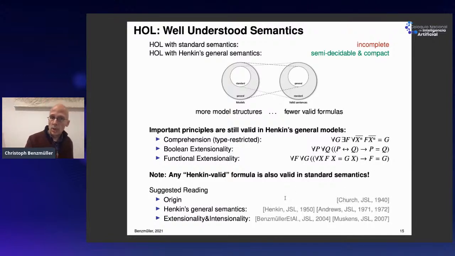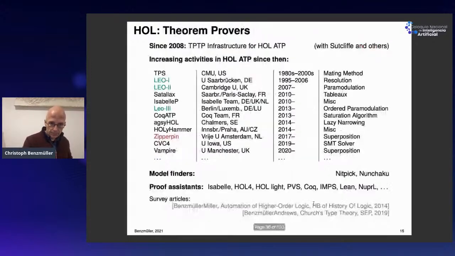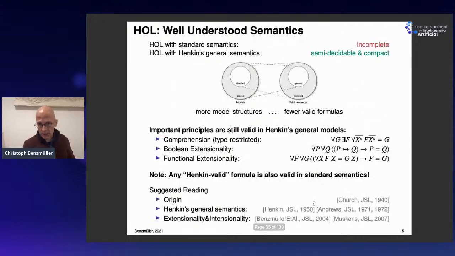And if you want to know more about that, here's some suggested reading. The original papers about Henkin's general semantics. I also recommend the papers by Peter Andrews, and then some further papers on extensionality and intensionality. All appeared in JSL.